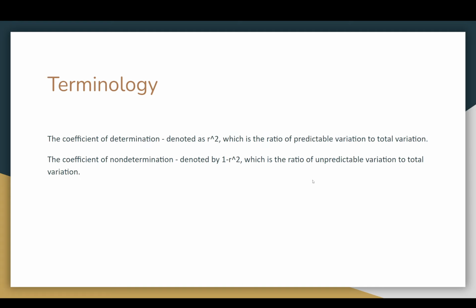So the coefficient of determination is denoted as r squared, which is the ratio of predictable variation to total variation. And the coefficient of non-determination is denoted by 1 minus r squared, which is the ratio of unpredictable variation to total variation. So if you had, let's say, 0.85 as your coefficient of determination, the coefficient of non-determination would be 1 minus 0.85, which would leave 15%.